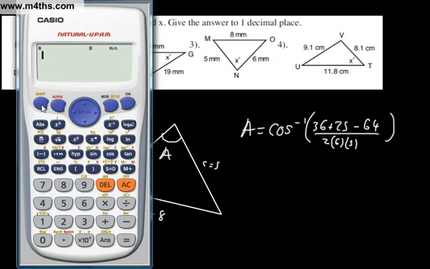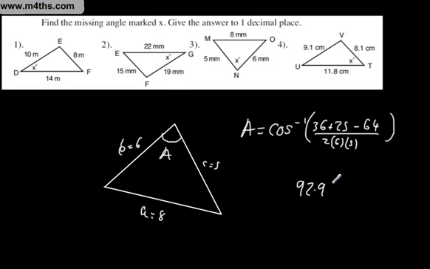So this looks like it's going to be over 90 degrees. So let's just do shift cos of 36 plus 25 minus 64 all over 2 times 6 times 5 to give us a total now of 92.86. Okay, so 92.86, that'll get rounded to 92.9. So 92.9 degrees.